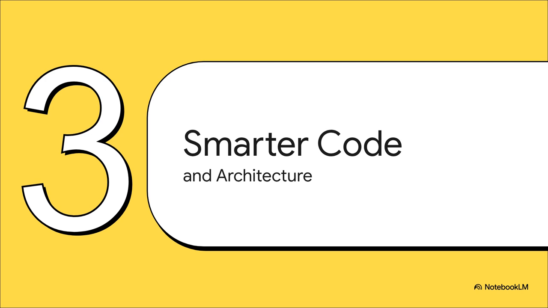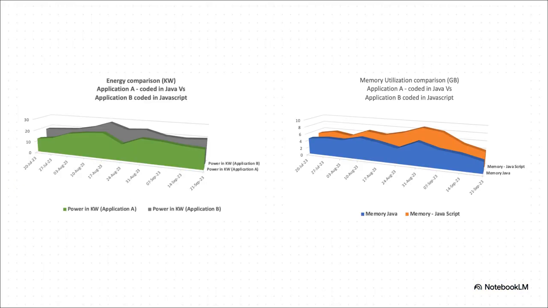So, how does all this theory actually translate into practice? Let's take a look at how these principles really apply to the code we write and the systems we design every day. Now, this is really interesting. The choice of programming language itself can have a measurable impact. A recent study showed that for the exact same back-end job, a Java application consistently used less energy and less memory than an equivalent one written in JavaScript. That decision, right at the very beginning of a project, really matters.